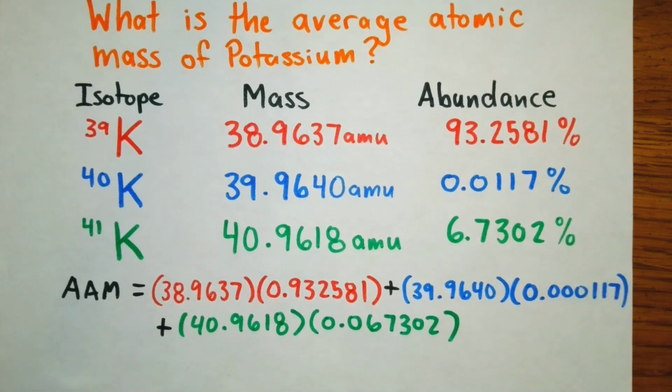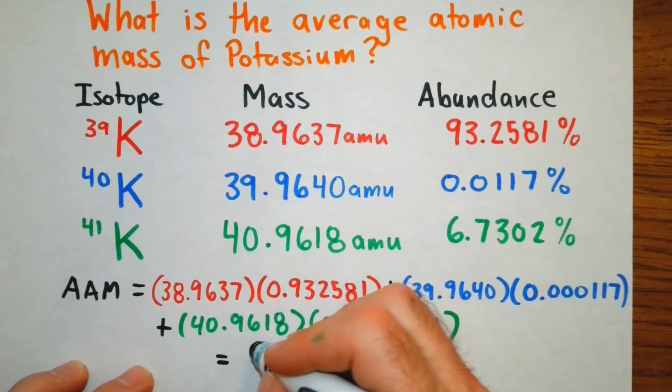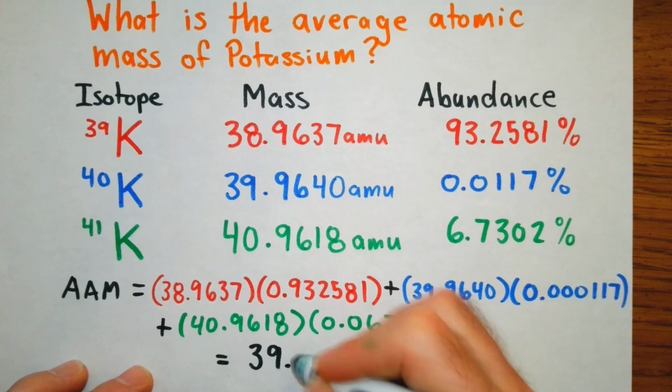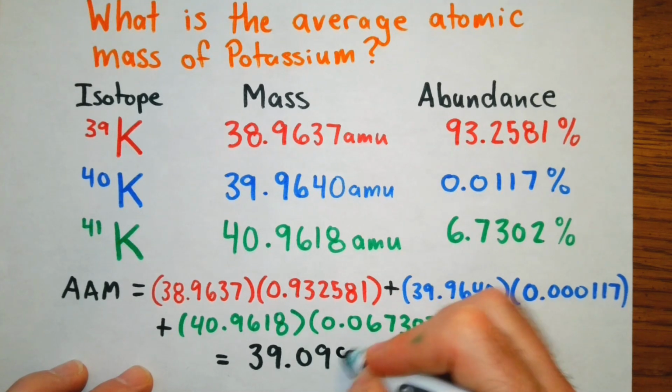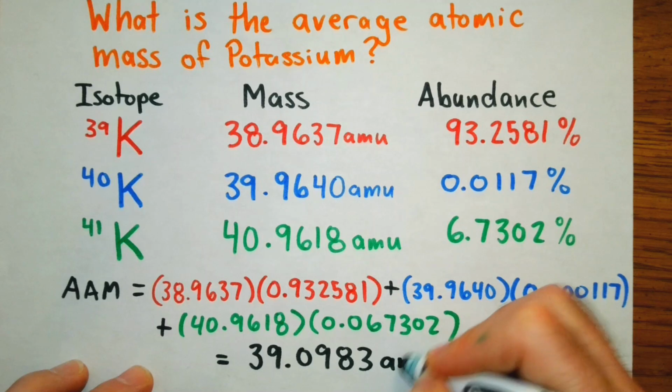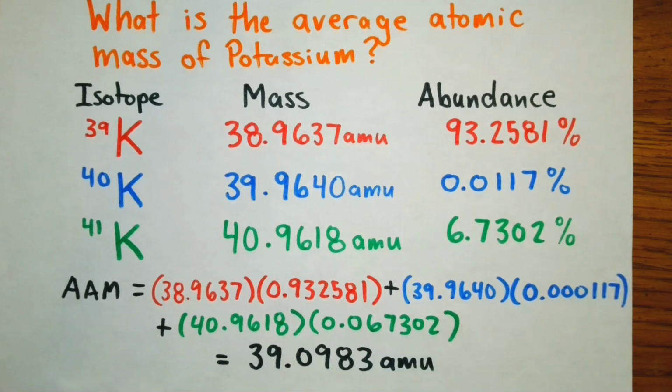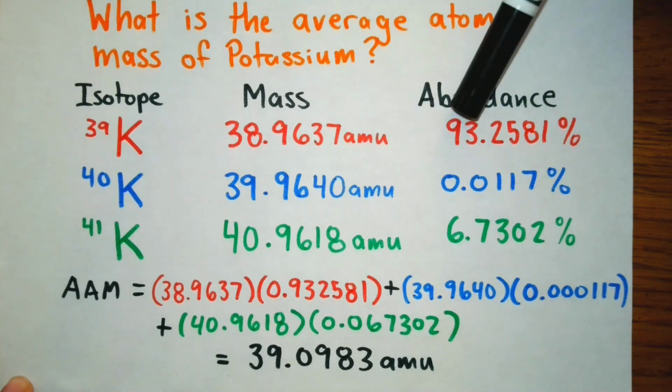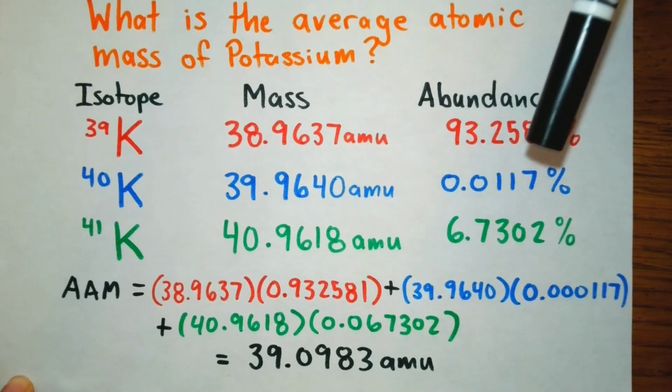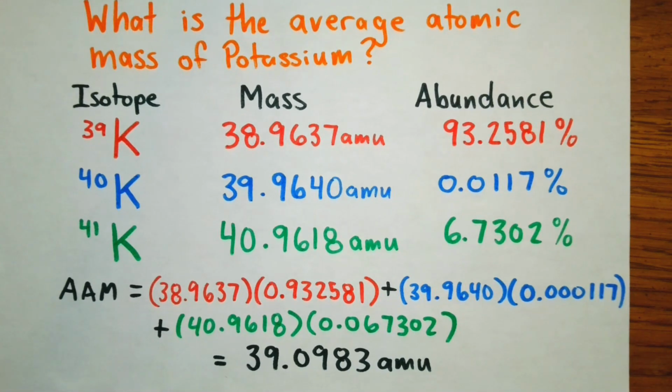All right, so we're going to put that into a calculator, and when you do, you should get, and I rounded this to 4 decimal places, 39.0983 atomic mass units. It's as simple as that. Whenever you have the isotopes' mass and relative abundance, you multiply those together for each isotope and you add those numbers up.